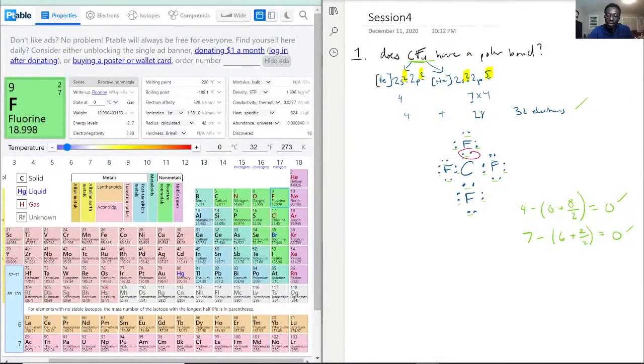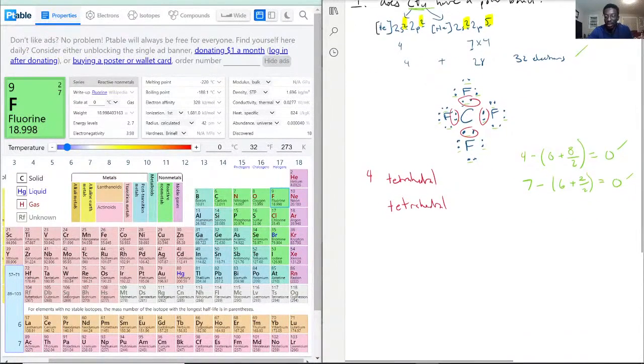So 4 things attached to the carbon: 1, 2, 3, 4. So it has an electron pair geometry number of 4, meaning this will be tetrahedral. And because none of these 4 things attached to it are lone pairs, it's also going to be tetrahedral shape for its molecular geometry. This means that carbon is going to be perfectly pulled from each side by the fluorines.